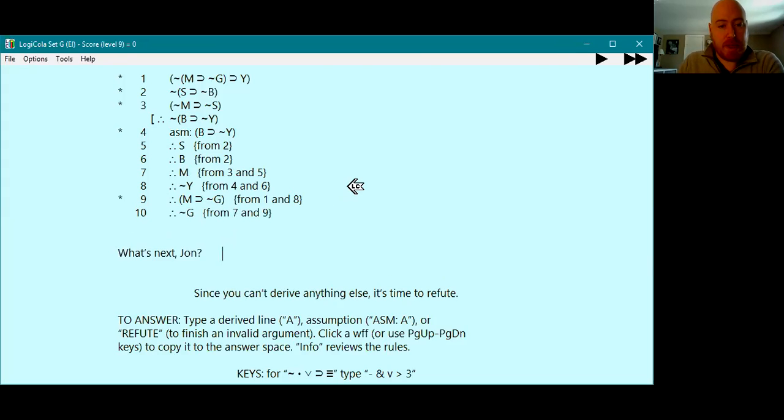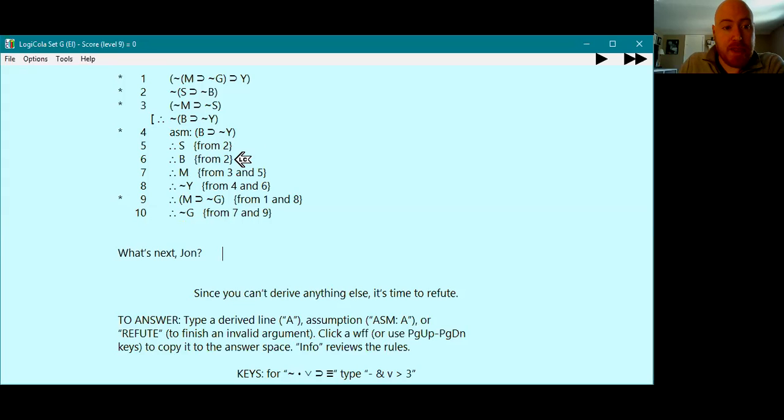on line 10. Now, I've got training wheels on, so what Logicola is telling me is that I can't derive anything else. How do I know that I can't derive anything else? Well, I've applied a rule of inference to line 1. I've applied a rule to line 2, as indicated by the stars here, line 3, and line 4. Notice all of these individual sentence letters or negated sentence letters that I have. So on line 5, I've got that S is true.